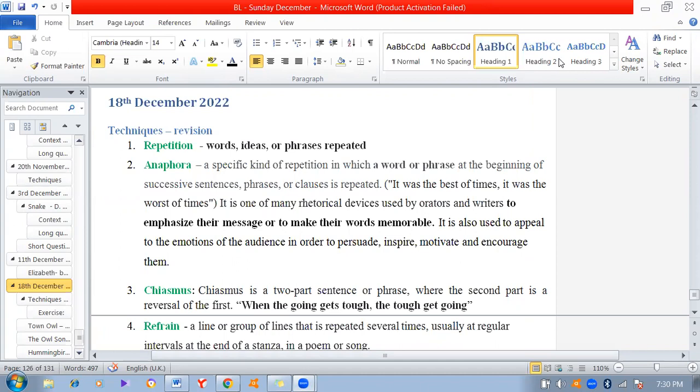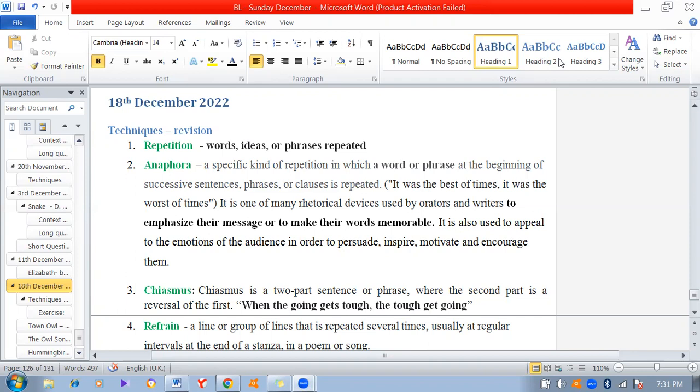So I am revising these five techniques, Bernadette, because of the similarities between these five. The first one is repetition, and as both of you know very well, you are just repeating some words or ideas or phrases within a line. Anaphora is different from repetition because you have several sentences, and it could be a phrase, a clause or a sentence. The first part of the sentence or the clause or the phrase is the same.